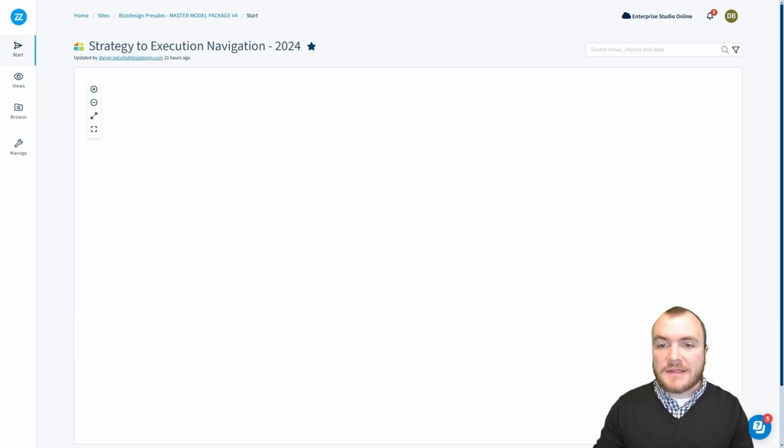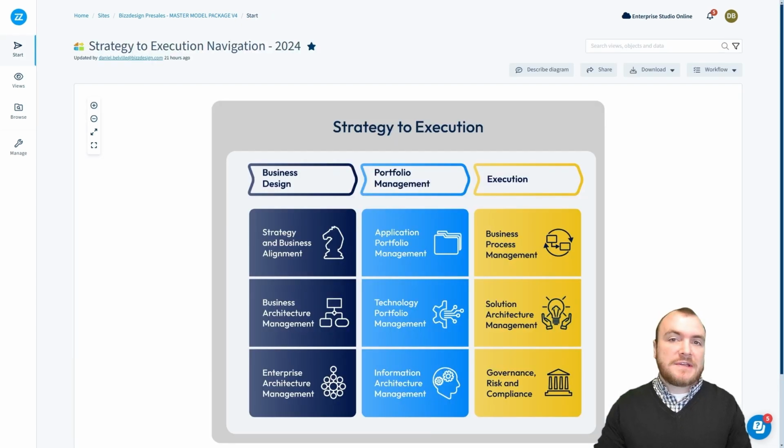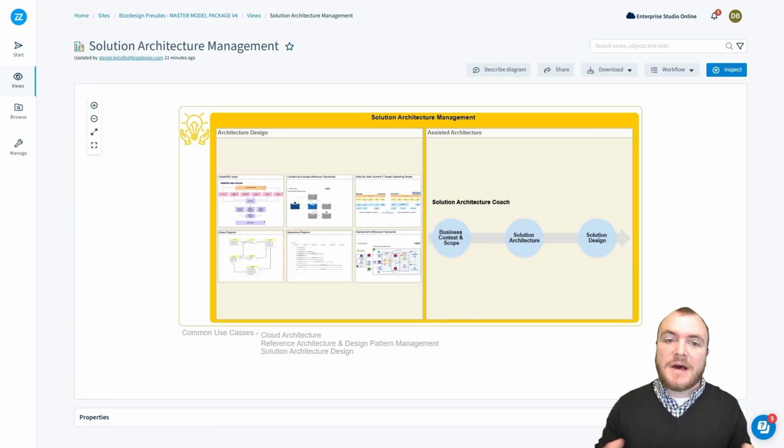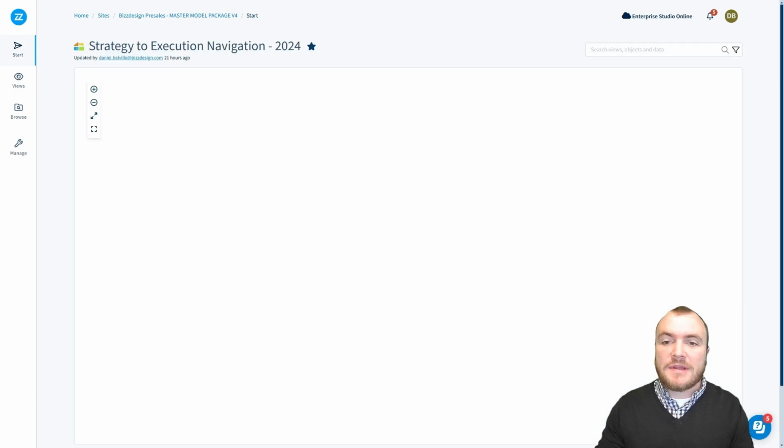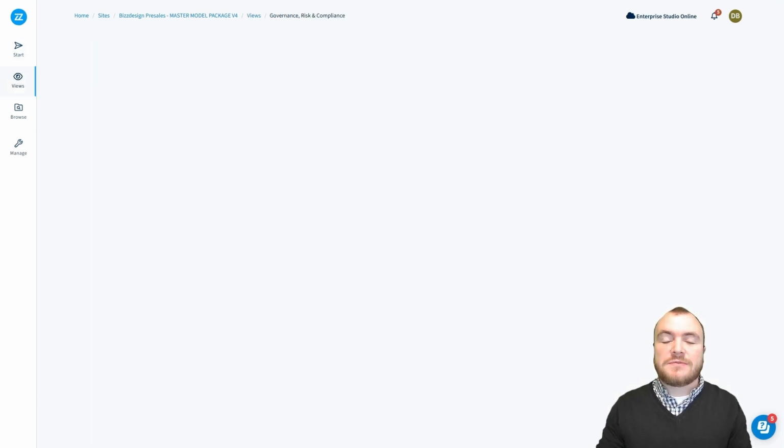If I take a step back and look at solution architecture management, this is where we can start to model out scenarios. On the left-hand side, you can see an example of what a solution architecture design might look like. We start from a project perspective, where we're tying the solution architecture into the projects based on the strategies and the goals of our organization, and how we execute on specific scenarios that we'd like to move forward with. And then finally, governance, risk, and compliance.